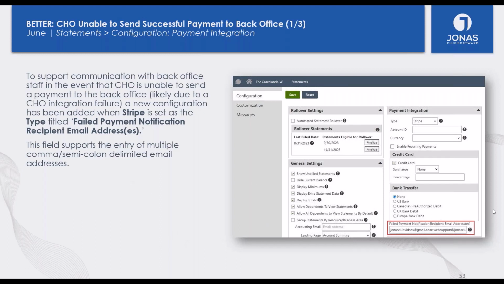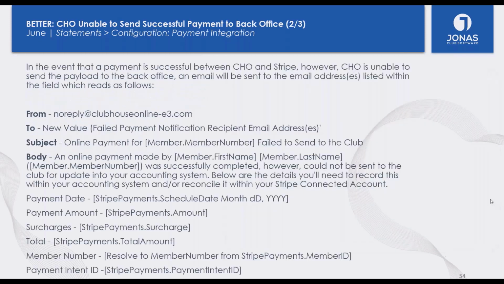we'll send your staff an email to let them know that it has occurred. And again, they're able to go to the dashboard and reconcile any of those by trying to reprocess them. And if they can't reprocess them, if that fails, then it's time to call ClubHouse Online support and they can assist you in getting that up and running again.